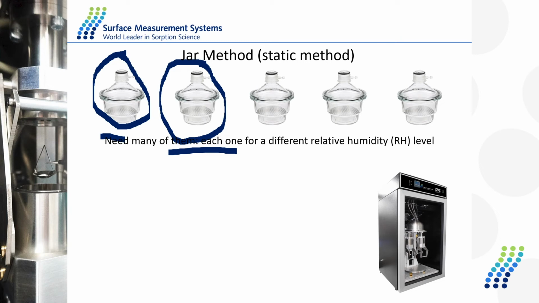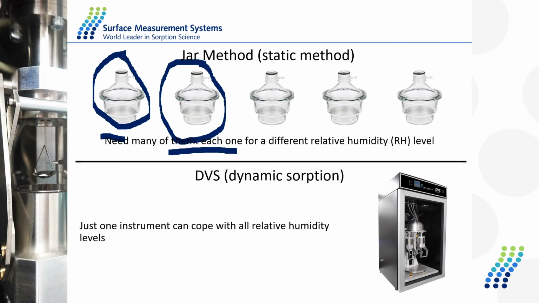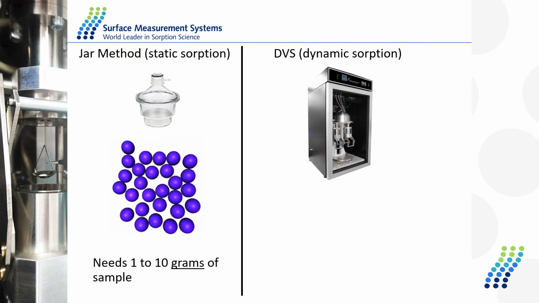Now, a DVS basically does exactly the same process, but continuously. What it means is that we have an in-situ balance that constantly records the mass of the sample, and we generate relative humidity by controlling it step by step. So automatically, we are able to measure and control the relative humidity. So it's a process that is completely done in situ. So what are the differences, the advantages of using a DVS compared to a desiccator?